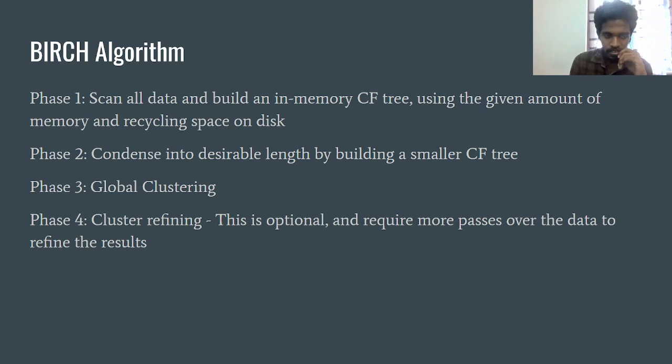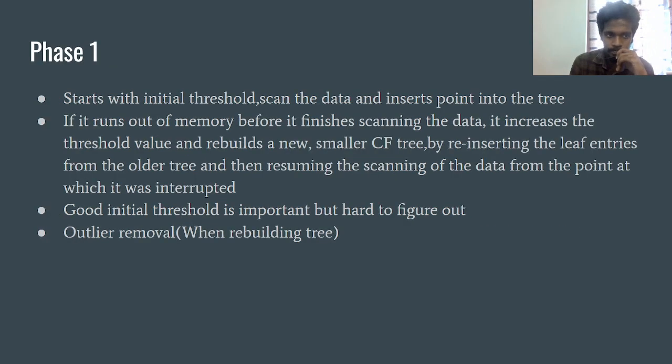And in BIRCH algorithm there are 4 phases. First phase is scanning all data and building an in-memory CF tree using the given amount of memory and recycling space on disk. Phase 2 condenses into desirable length by building a smaller CF tree. Phase 3 is global clustering. Phase 4 is cluster refining. This is optional, and we require more passes over the data to refine the results. And let's take a deep dive into each phase.